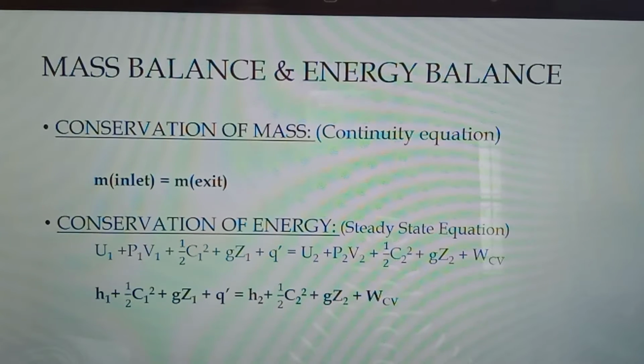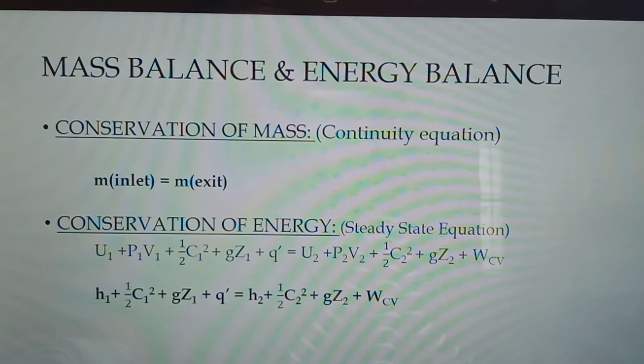Here we will be balancing the energy parameters in the inlet side with the energy parameters in the exit region. So U1 represents the internal energy at the inlet side, P1 V1 represents the displacement work at the inlet region, plus half C1 square represents the kinetic energy at the inlet region, and gZ1 represents the potential energy at the inlet region, plus Q dash represents the heat supplied to the system. The same parameters would be applicable in the exit side with a simple change that instead of Q dash we will be having control volume work done W CV.